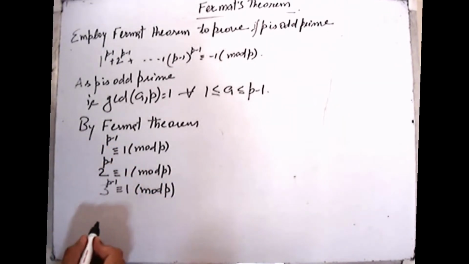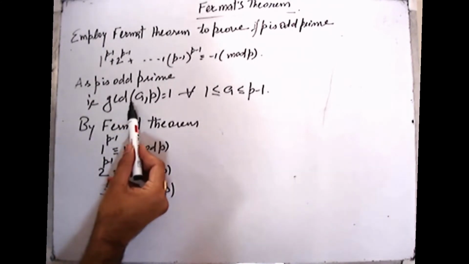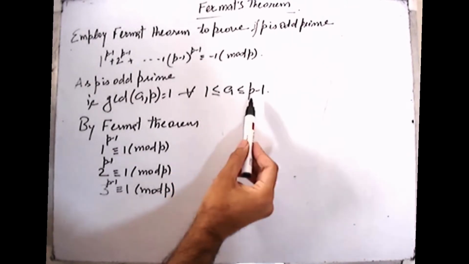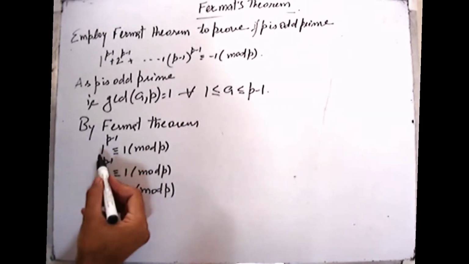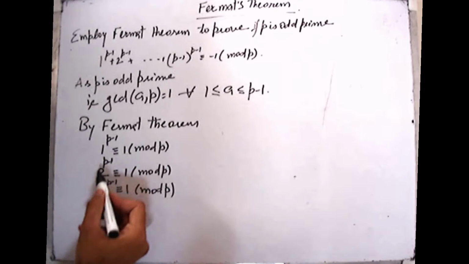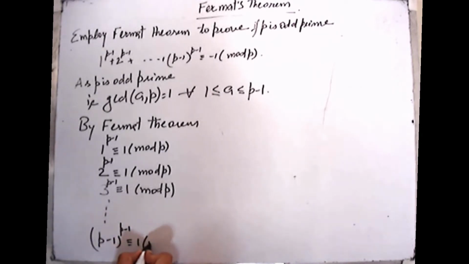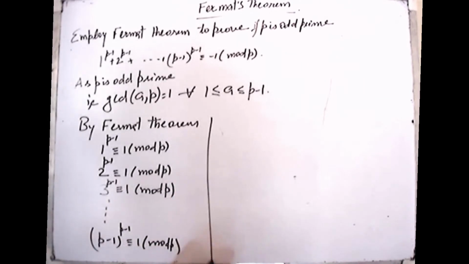So we can write this as GCD of a and p is 1 for a lying in 1 to p minus 1, for every a in this range. Similarly, 1 power this, 2 power this, 3 power this, and so on up to p minus 1 power p minus 1 is congruent to 1 mod p. So once we have this, now to get the desired result, we will add all these congruences.